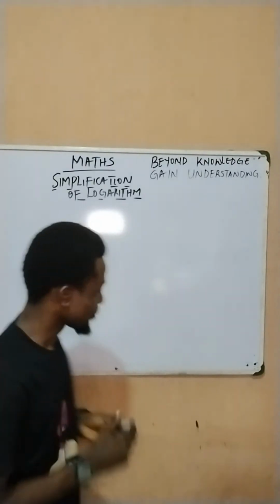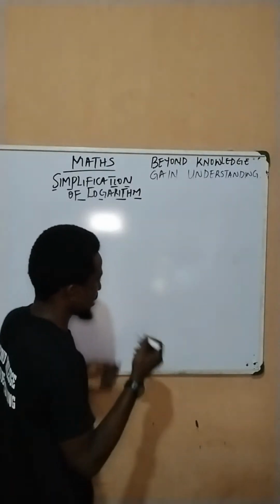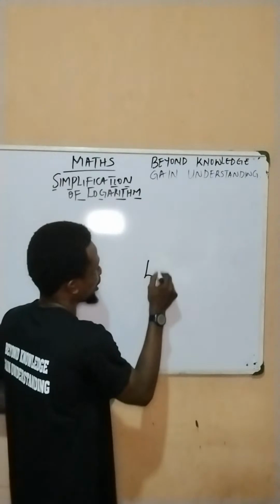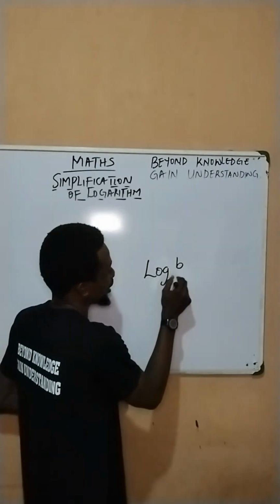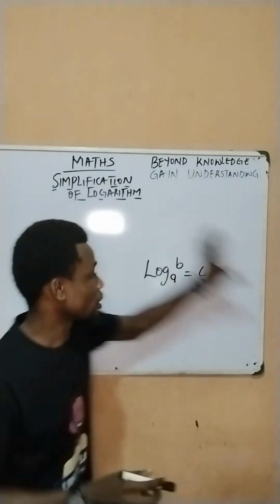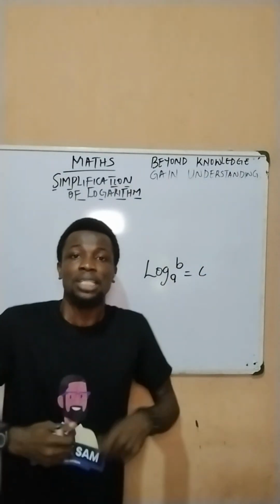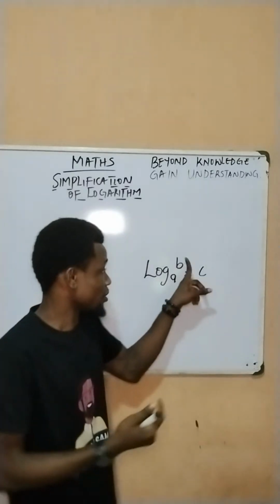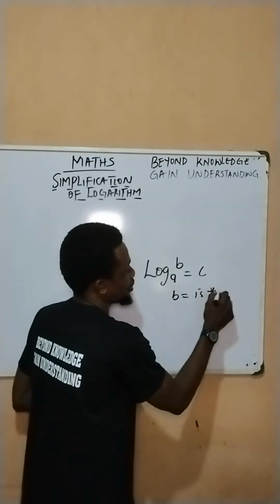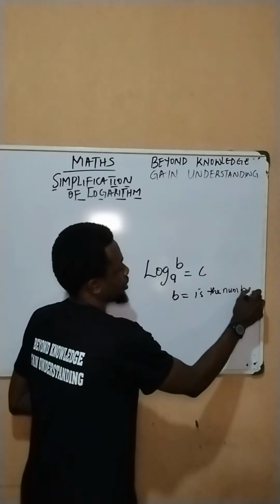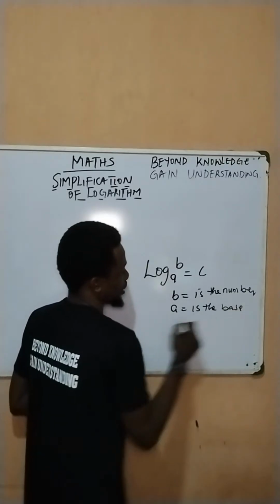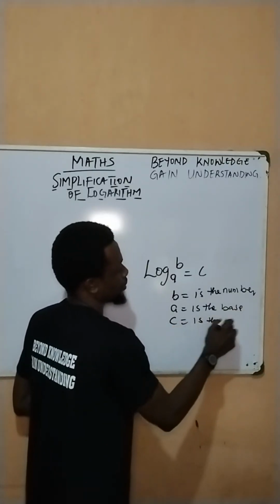Remember the basic idea of logarithm. I always like to make sure that I give you a clear picture before we proceed. If you have log b base a equals c, this is an expression that shows the logarithm of a number. The logarithm of a number, b, is the number or value, a is the base, and c is the power.